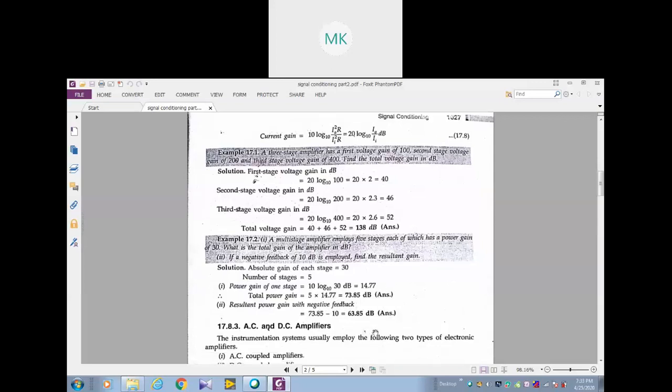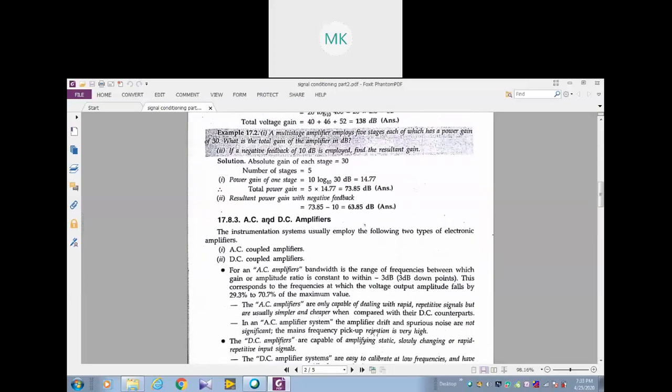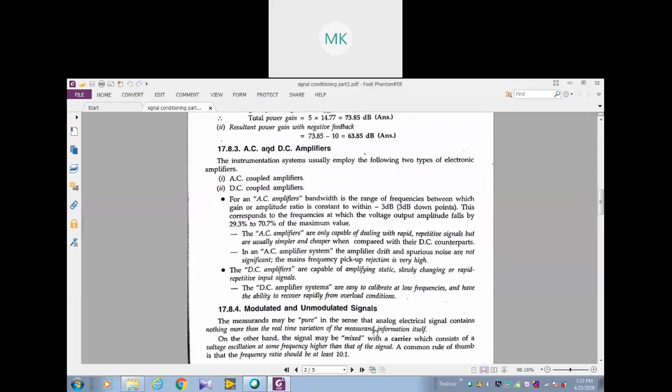This is the answer. Next is AC and DC amplifiers. You know what an AC amplifier and a DC amplifier are. An AC amplifier is used to amplify the AC signal. Here we are considering the frequency. In a DC coupled amplifier, there is no frequency; we are amplifying either static or slowly changing signals. That is the DC amplifier. When we talk about the AC amplifier, we are considering the bandwidth also.